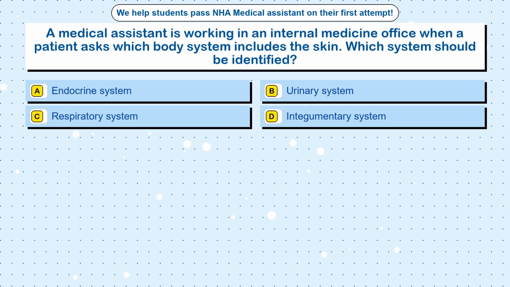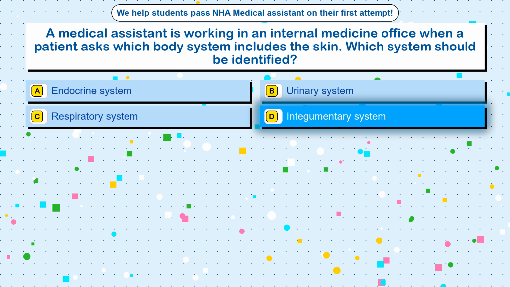Question 32. A medical assistant is working in an internal medicine office when a patient asks which body system includes the skin. Which system should be identified? Option A, endocrine system. Option B, urinary system. Option C, respiratory system. Option D, integumentary system.